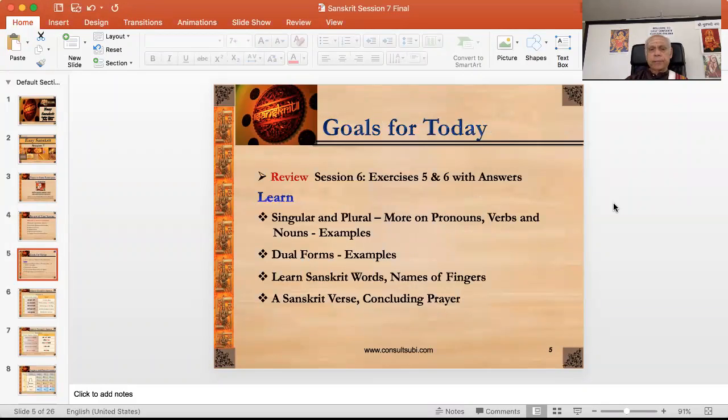Our goals for today. I'm going to review the exercises we gave last time, 5 and 6 with answers. And then we'll learn more on pronouns, verbs and nouns, singular and plural with some examples. Also, I'll give you some examples of dual forms. And you're going to learn a lot more Sanskrit words, including names of fingers, and as usual, a Sanskrit verse and a concluding prayer. So that's what we want to do in the next 1 hour. So let's go further.